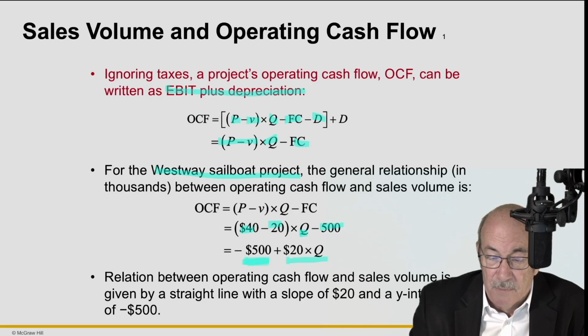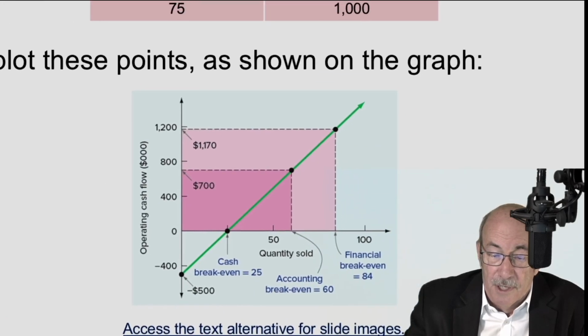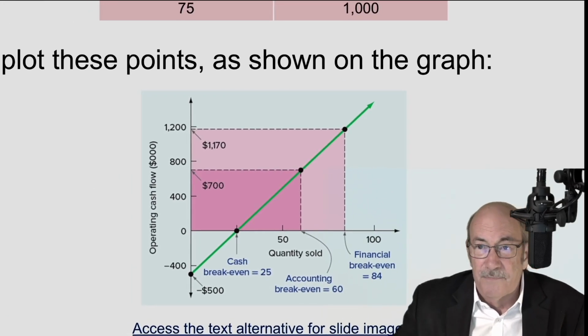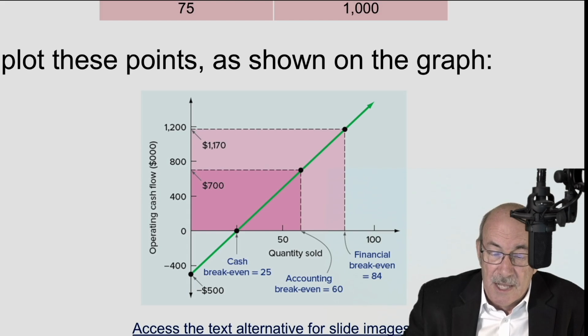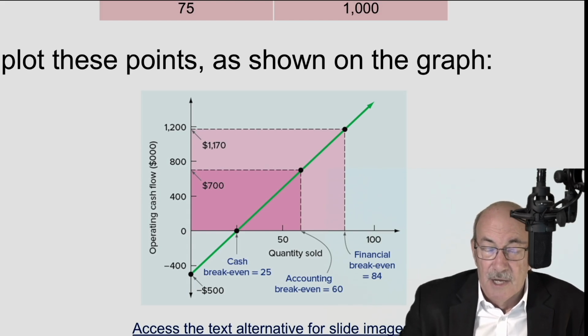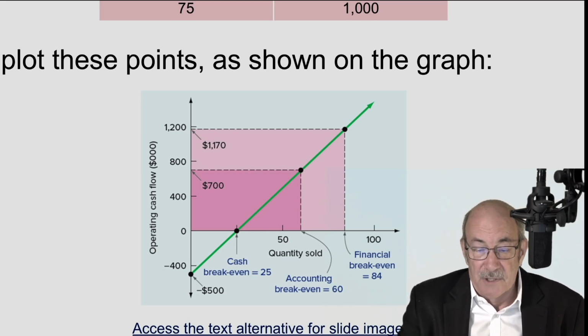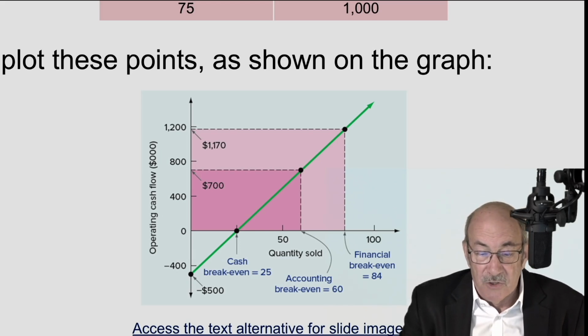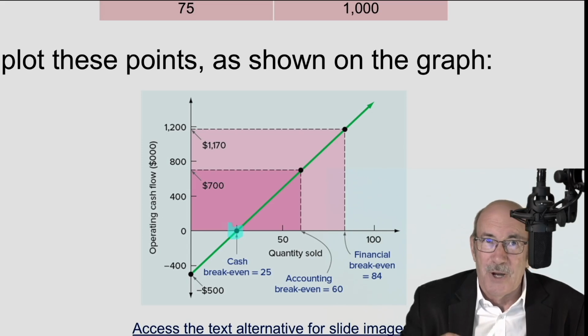Here's the intercept, the 500, and here is the slope. So if we were to plot that out, this is what we would get. And so what we see here is that we can plot a variety of break-even points. On a cash flow basis, the break-even point is actually only 25 boats sold, and we'll break even on cash flow. We don't want to just break even on cash flow because that is not a profitable project.